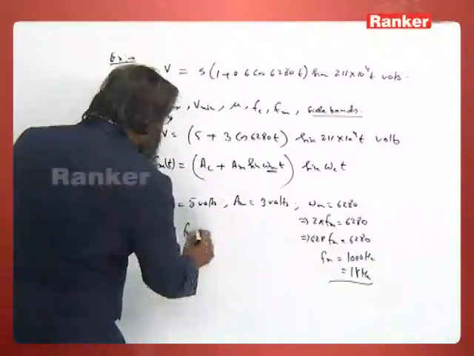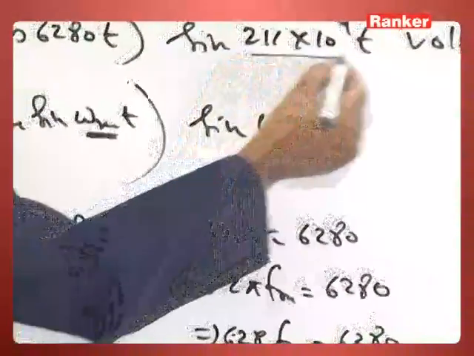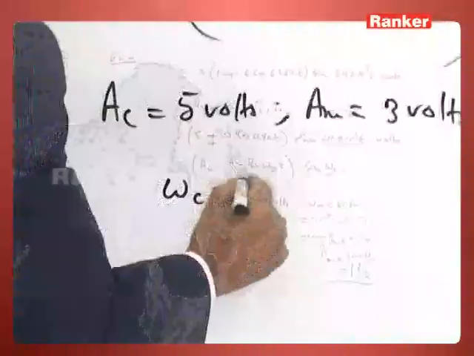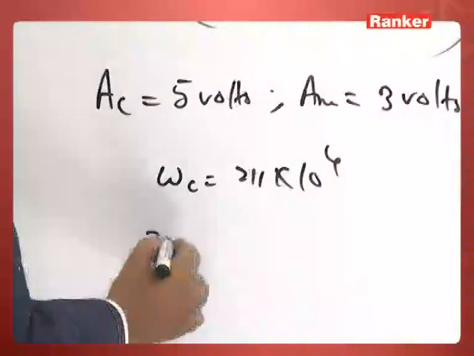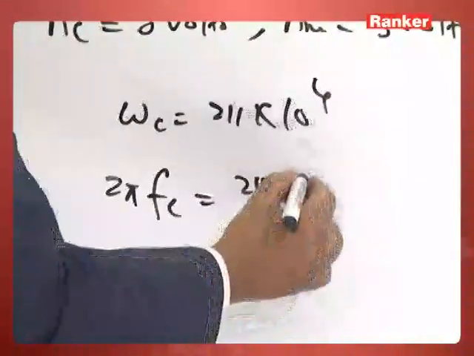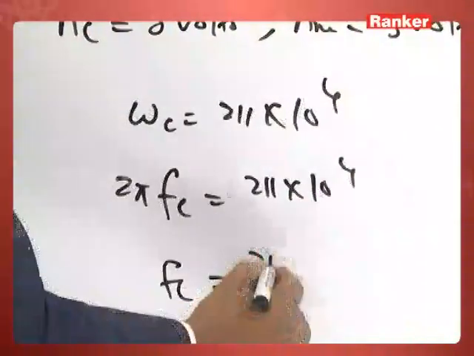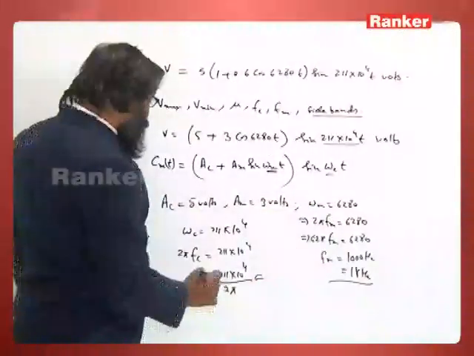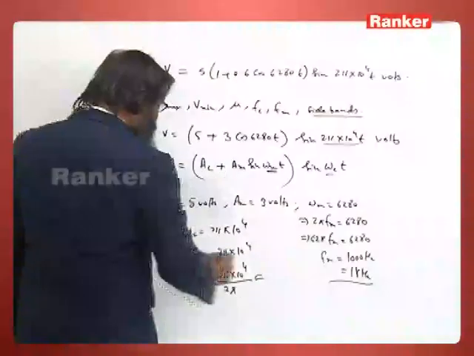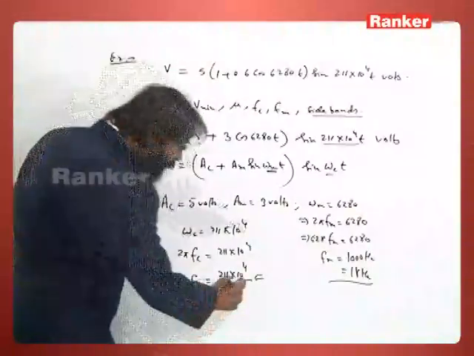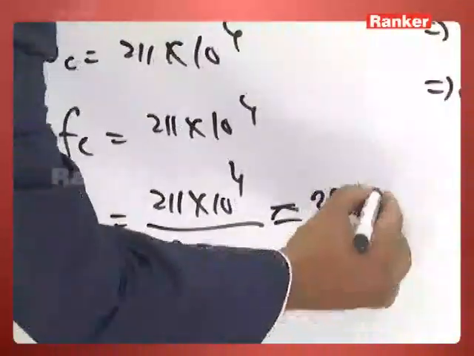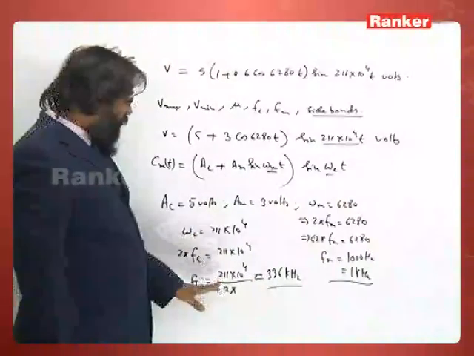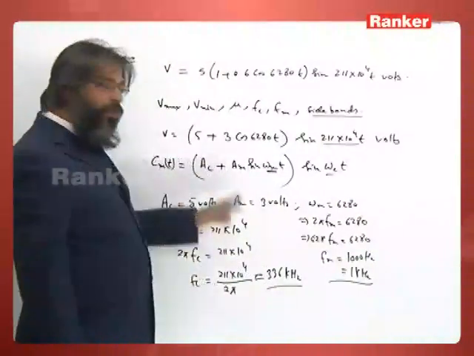Similarly, the frequency of the carrier wave can be calculated by this equation. So we write omega c as 211 into 10 to the power 4, that is 2 pi Fc. So Fc is equal to 211 into 10 to the power 4 by 2 pi. Let us calculate that value. On calculation this value comes out to be 336 kilohertz. Please take note of all this.